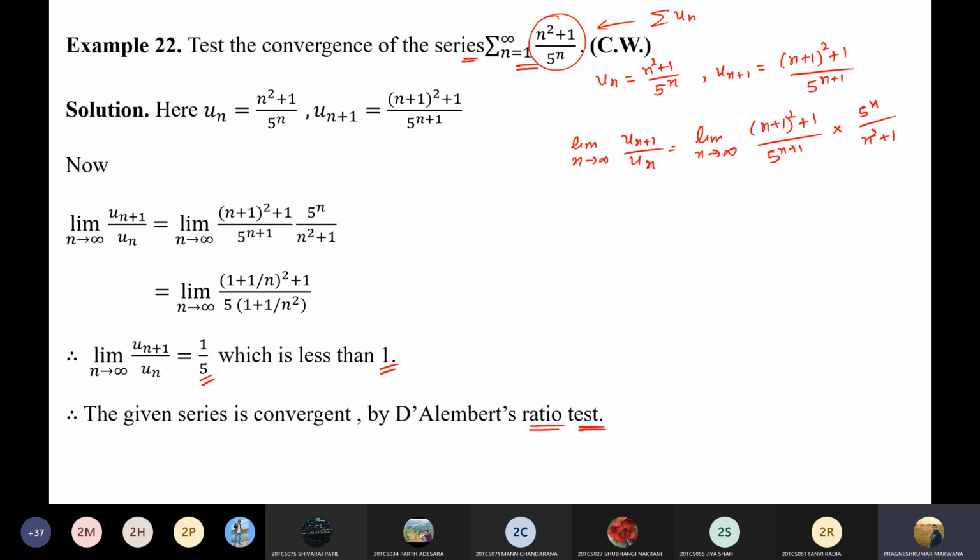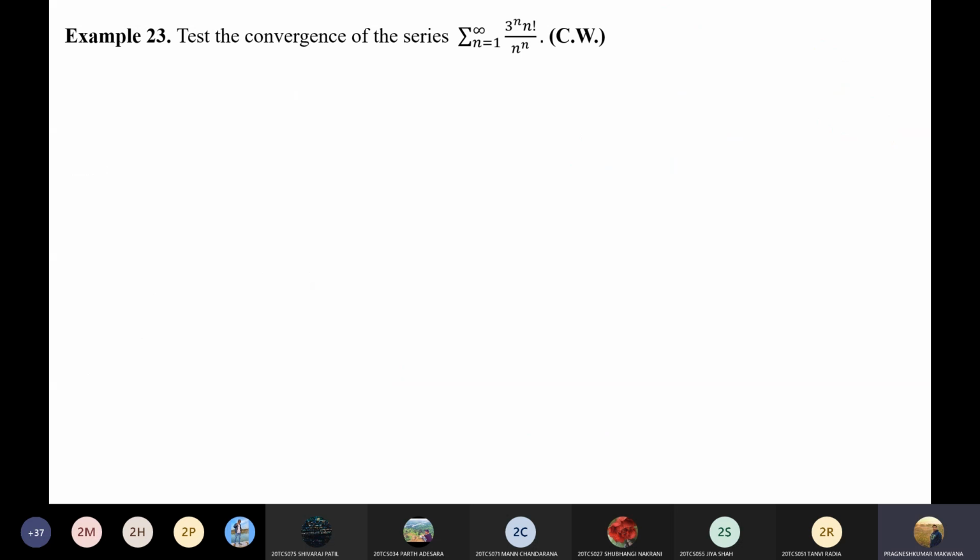Is it clear, everyone? Yes, sir. So everyone try to solve the second example within 5 minutes. If done, then raise your hand.